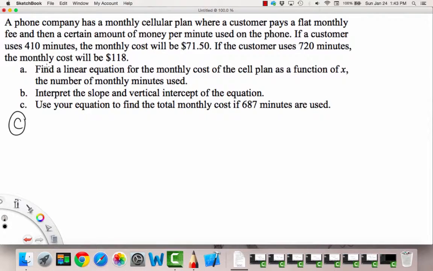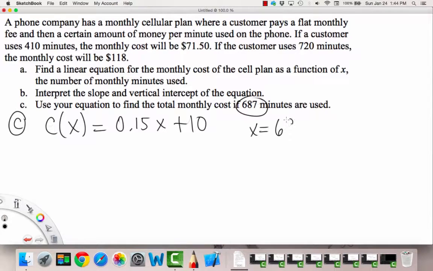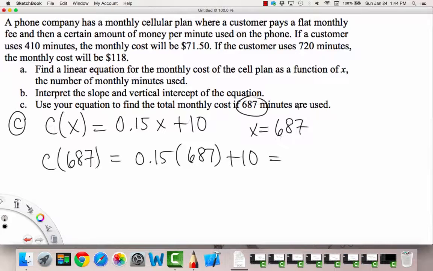Lastly we have part C, kind of the easiest part now that we've found our equation. We're going to use our equation, C of x is equal to 0.15x plus 10, to find the monthly cost if 687 minutes are used. That basically means we're just going to find when x is equal to 687. So we just plug that in. C of 687 is equal to 0.15 times 687 plus 10. When you plug that into your calculator, we get 113.05, which corresponds to a monthly cost of $113.05.